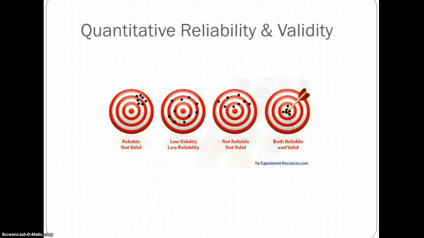In quantitative research, reliability and validity are critical. Reliability is the degree to which the tool produces stable and consistent results. Validity is how well a test measures what it is intended to measure. As you can see from the illustration, something may be reliable but not valid. You may have low validity and low reliability, or it may be not reliable and not valid. And in the best case, it will be both reliable and valid, and we call that a bullseye.